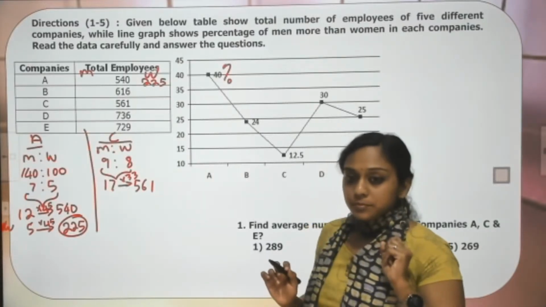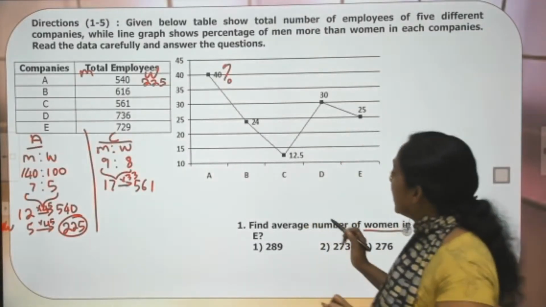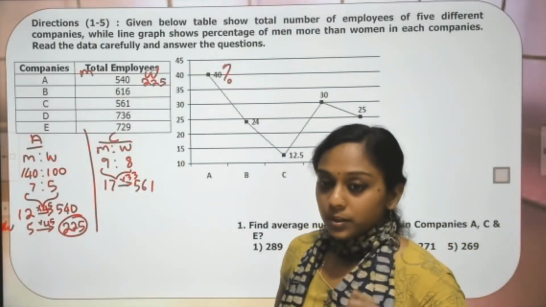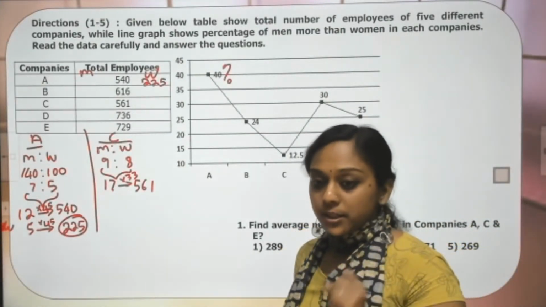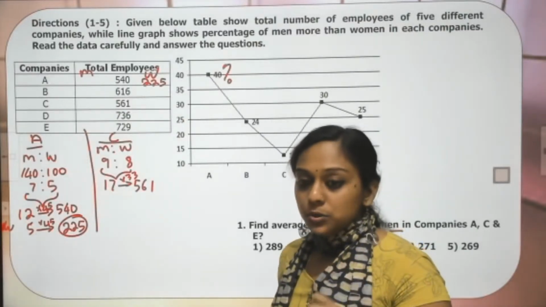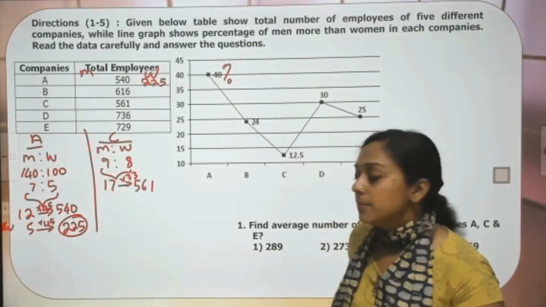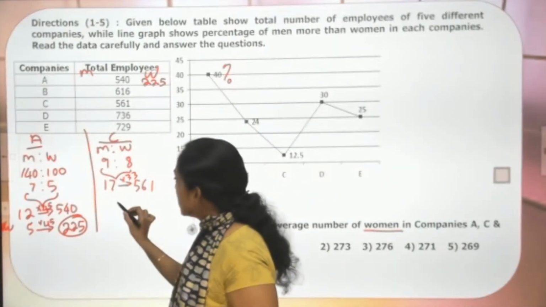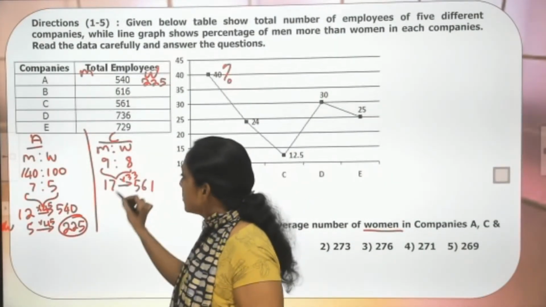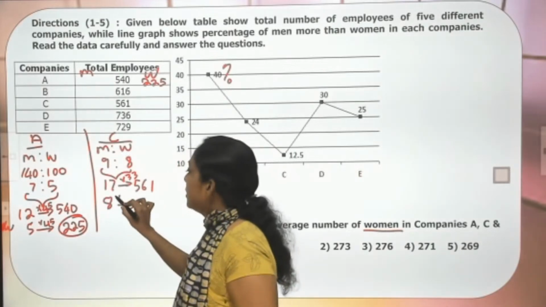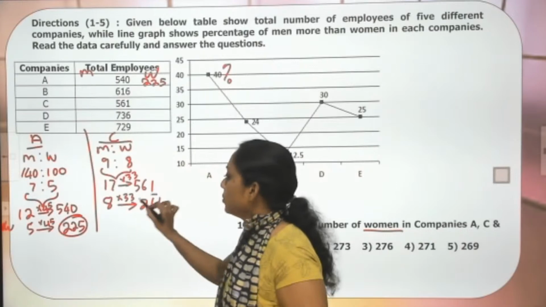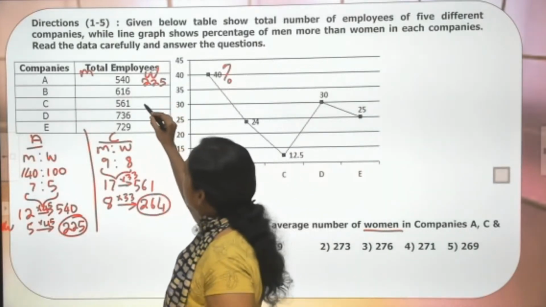Yes, many of you have commented the answer. The answer is option 4. Manju, Adira, Ajit, Rujik, Ramya. Yes, right answer. So 17 into 33 is 561. Next I need the number of women, so that is 8 into 33. 8 into 33 is 264. So the number of women is 264.